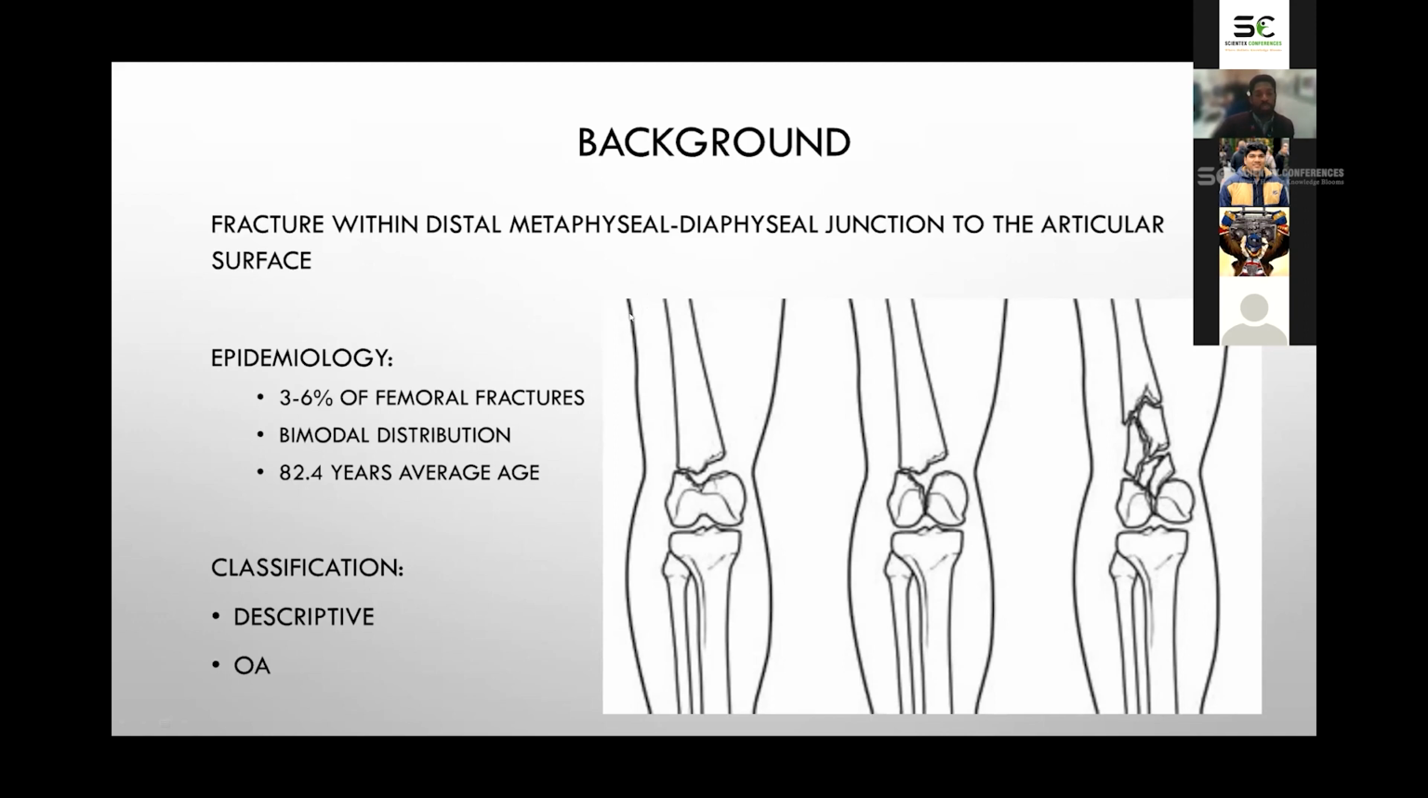Classification can be descriptive, based on the location of the fracture, whether it's supracondylar or intracondylar, or it can be with the well-known AO classification, which is subclassified into 3 categories, with A being an extra-articular fracture, B being partially articular, where part of the articular surface is in continuity with the shaft, and C, a complete intra-articular fracture, where there's no continuity with the shaft at all.